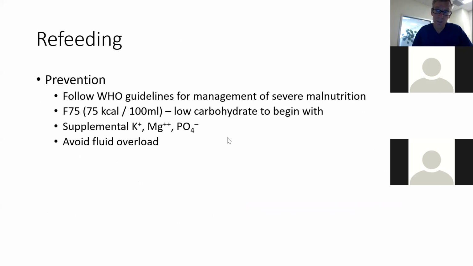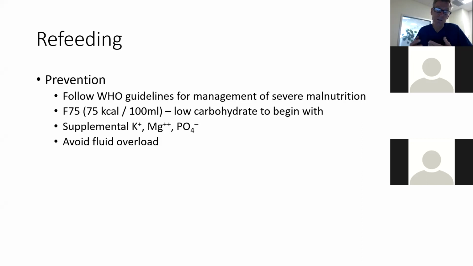And so the WHO guidelines for severe malnutrition recognize this risk of refeeding syndrome, and that's why the F75 is a low carbohydrate and low protein formula to begin with. And so that means that there's not so much insulin production to start with. And F75 also has added supplemental potassium and magnesium and phosphate.